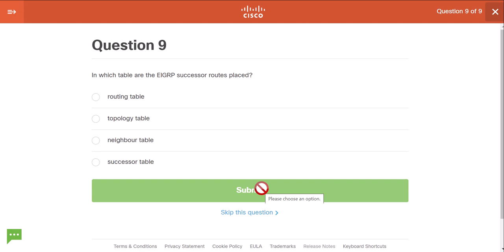In which table are the EIGRP successor routes placed? Well, they exist in the topology table and they are placed into the routing table. Yeah, so eventually they end up being placed into the routing table and used for user traffic routing. Okay, let's see.